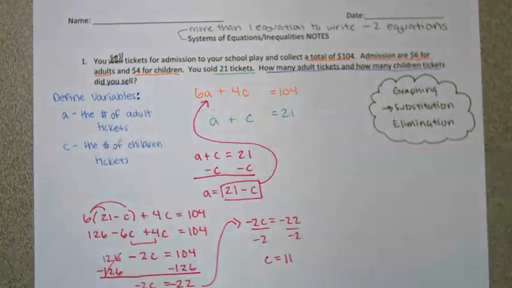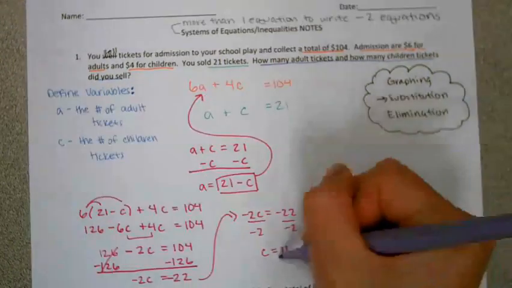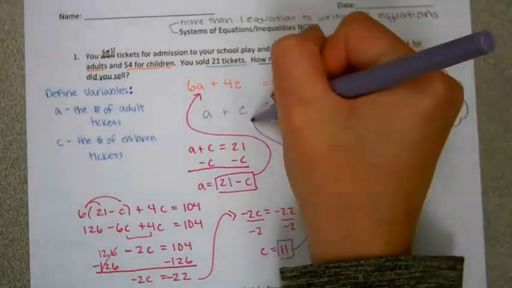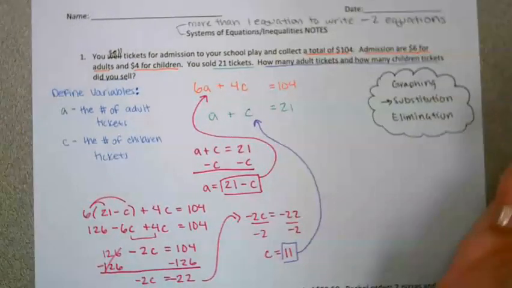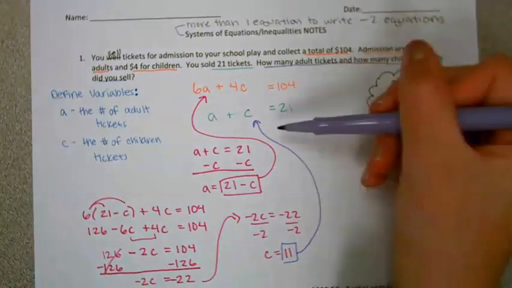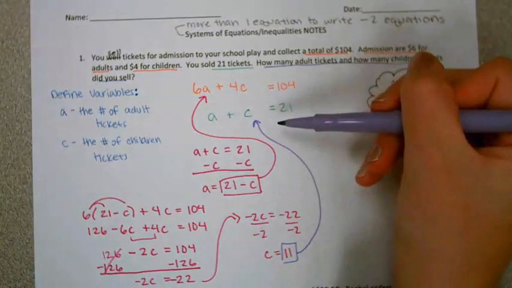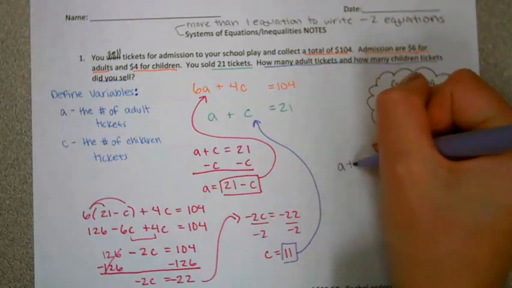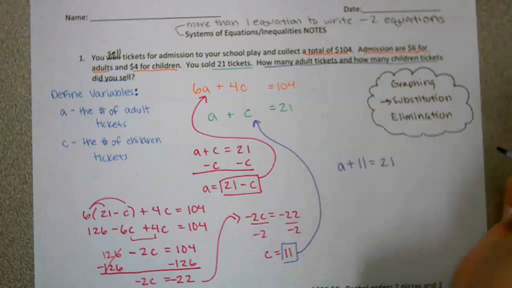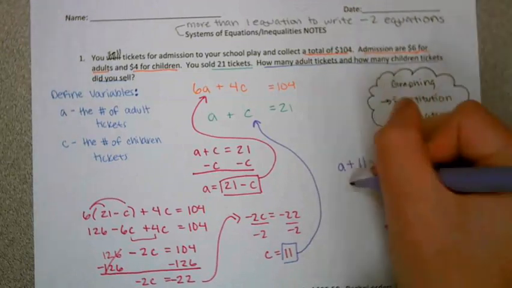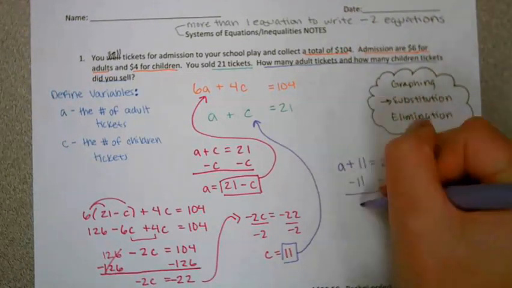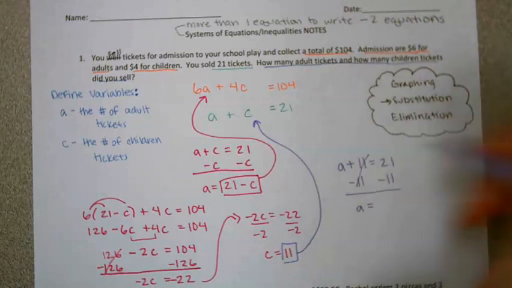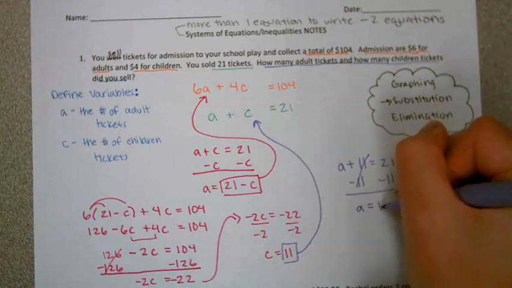And then from there, we're going to take that 11 and use it to help us find our a. I'm going to take it here, put it in for c in this equation. It doesn't matter which equation you choose to put it back into, but I think this equation is simpler, so I'm going to choose that one. So I'll take that c and I'll put it in. So it'll be a plus 11 is equal to 21. And then I have to get the a by itself, so I subtract 11 on both sides. So a is equal to, those go away, and I'm just left with 10.